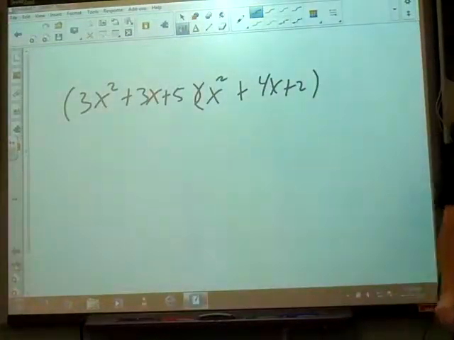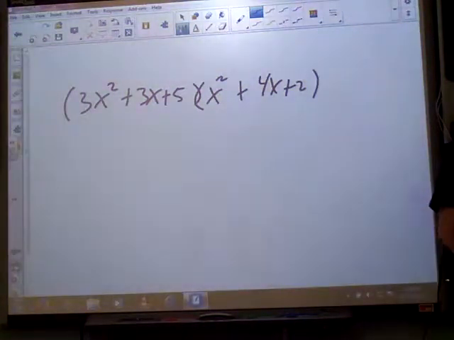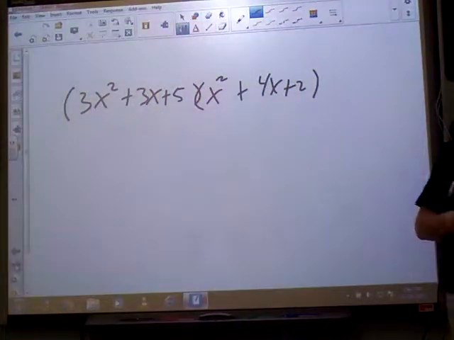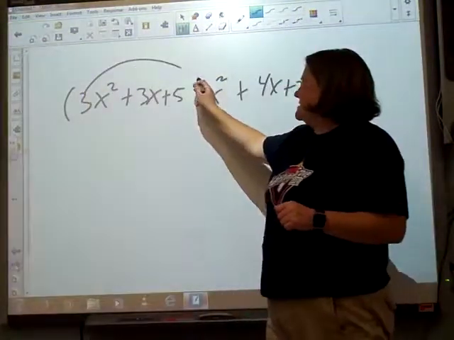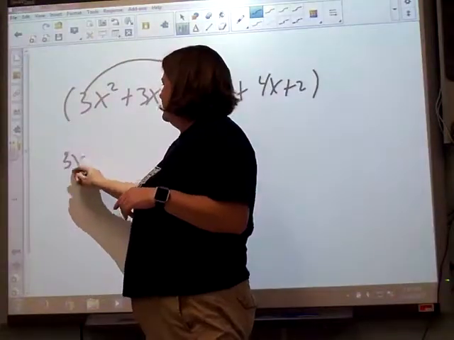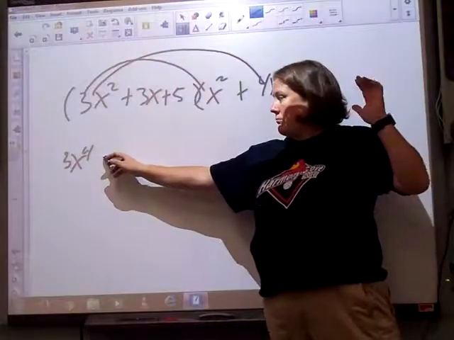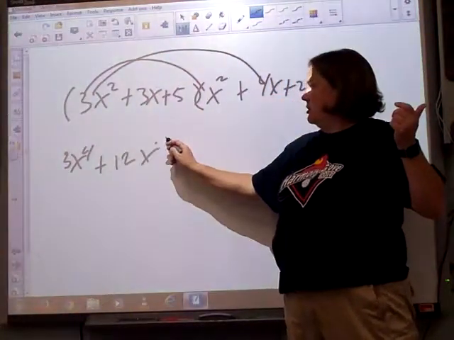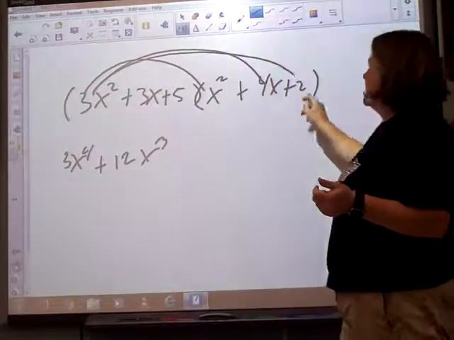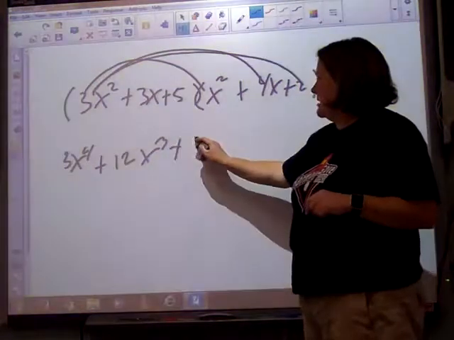First period, some people started hollering at me to do FOIL here. I understand why you're saying that, but I can't technically call it FOIL because I don't have 2 binomials. Those are both trinomials. So I am going to multiply using the distributive property, so it's kind of the same. When I go 3x squared times x squared, what do I get? 3x to the 4th. 3x squared times 4x, well, 12x cubed. 3x squared times 2. 6x squared, I guess so.